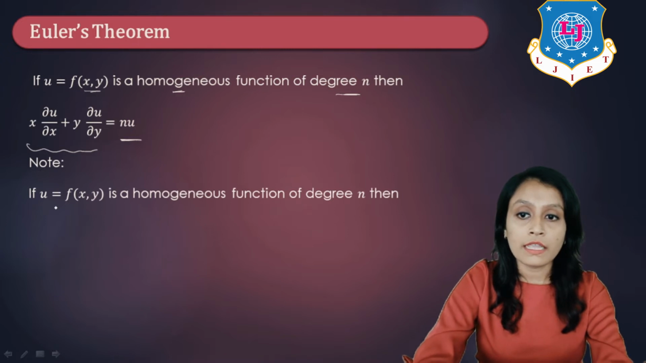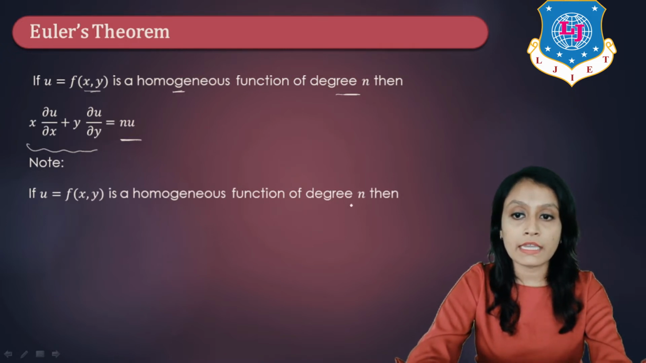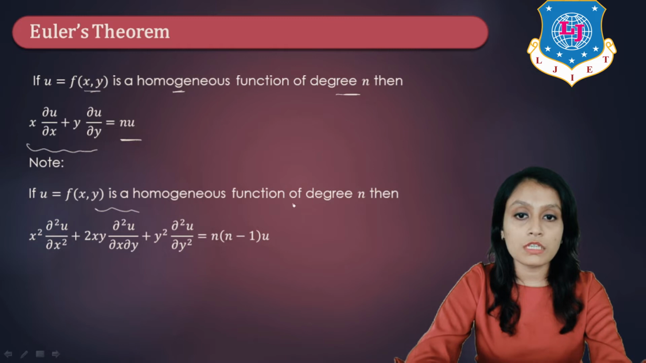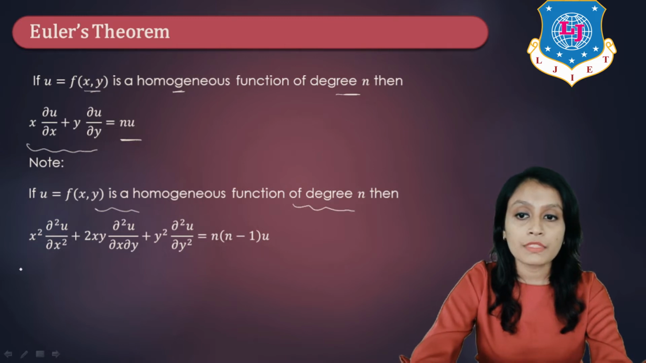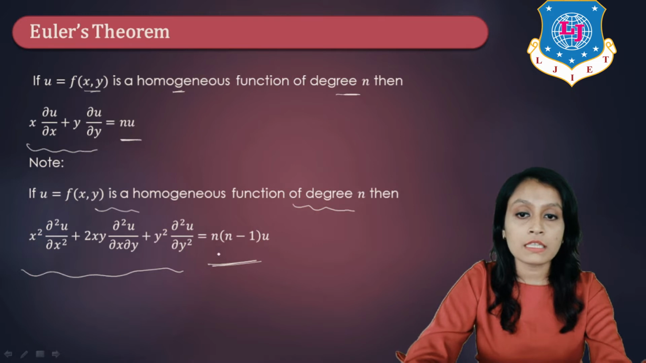Now if again the function f(x, y) is a homogeneous function of degree n, then x^2 ∂²u/∂x² + 2xy ∂²u/∂x∂y + y^2 ∂²u/∂y² = n(n - 1)u. So again, if f(x, y) is a homogeneous function of degree n, then you can find this term simply by this formula, that is n(n - 1)u.